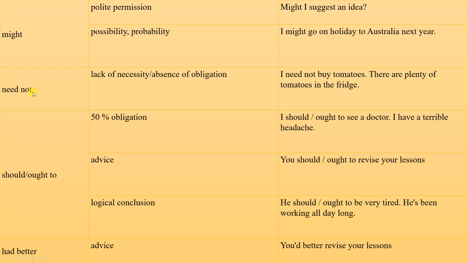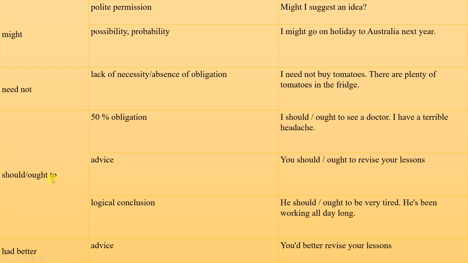Okay. Next modal is need to. That means lack of necessity, absence of obligation. I need to buy tomatoes. There are plenty of tomatoes in the fridge. I need not buy tomatoes. Okay, that means it is not necessary for me. I don't want it, or absence of obligation. That means it is not compulsory for me to purchase tomatoes.